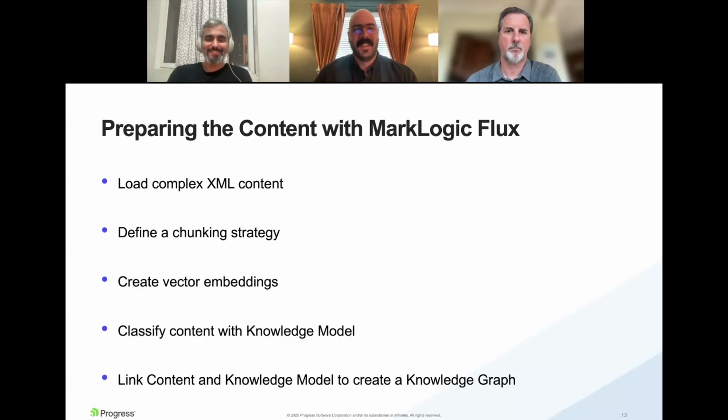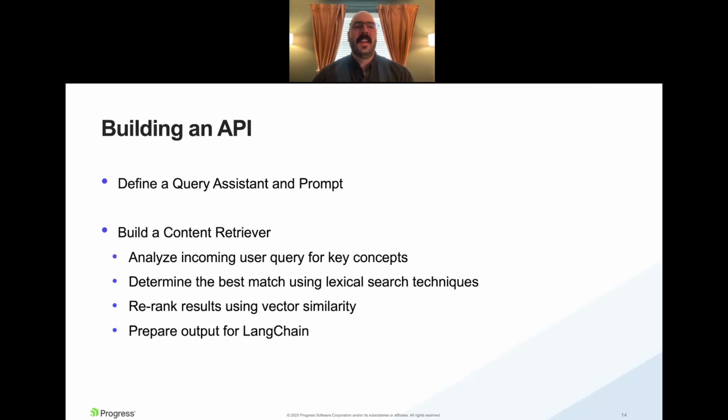Sounds good. Okay. So the next thing we want to do is build an API, and this is going to be done in a middle tier. In my case, I selected Java just because that's what I'm comfortable with. But we also have examples in Python and Node if you're interested. But in this case, I'm going to define a query assistant and a prompt, and then from there, we're going to build a content retriever.